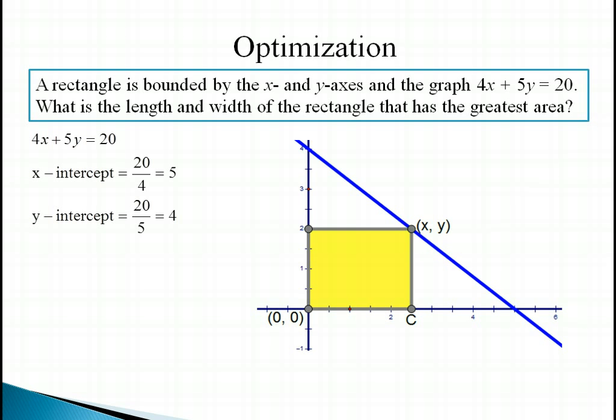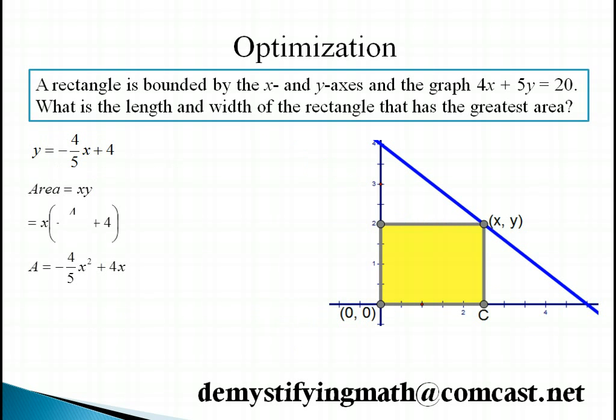But remember with the first problem, we wanted to minimize perimeter to save money on fencing. With this one, we want to find the greatest area possible that we can fit a rectangle into this region here. Okay? So what we want to do is go ahead and isolate y. So that gives us negative 4/5 x plus 4. Now we did that because we want to find area. The area of this rectangle is going to be x times y. So let's go ahead and write our area formula. So it's x times the equation for y, which we simplified to negative 4/5 x squared plus 4x.